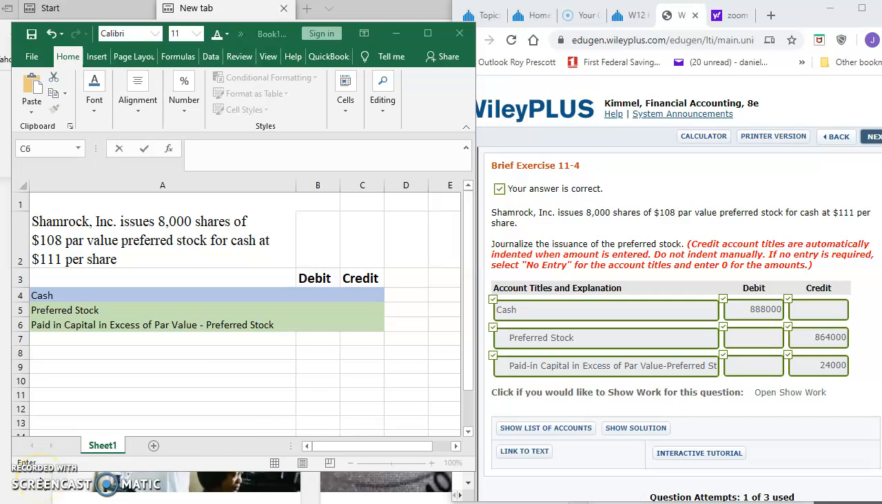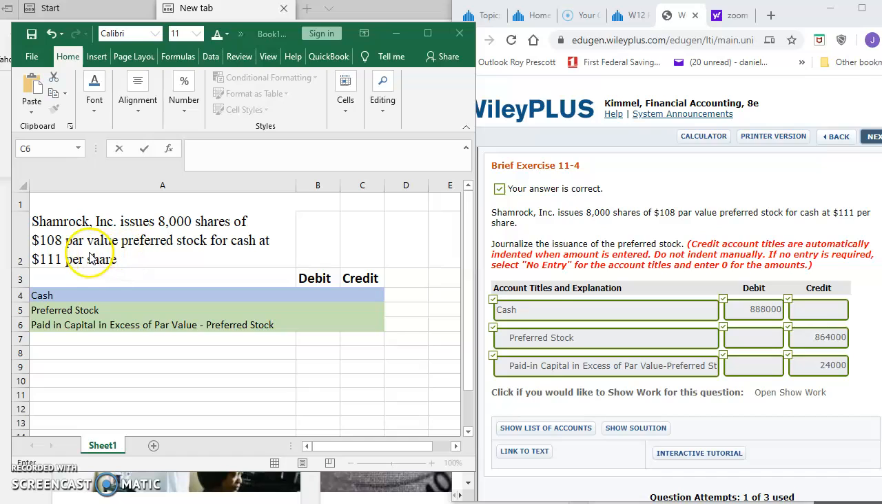This week I will be doing homework number 1, exercise 11-4 for you today. If you look, I did create an Excel sheet that has all the information pulled across from the Wiley Plus materials to walk through with it.